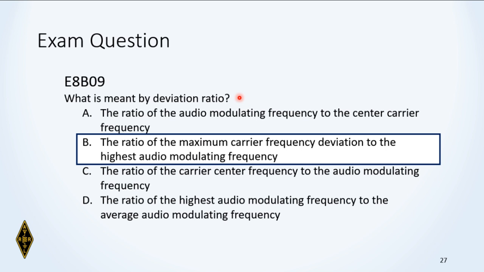It's also the only answer with the word deviation in it, isn't it? Both question and answer, deviation. Is that right? Oh, you are absolutely right. So there's another mental trick that you can use. Now it says, what is meant by deviation ratio? The only question or answer with deviation in it happens to be the right one. Okay, thank you for that trick from all of us, including me.